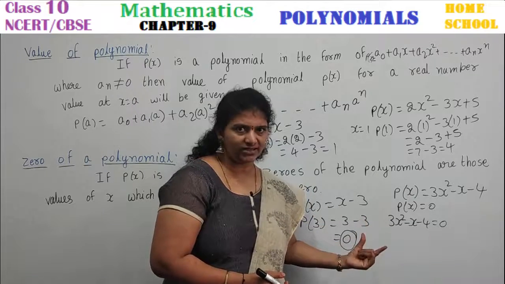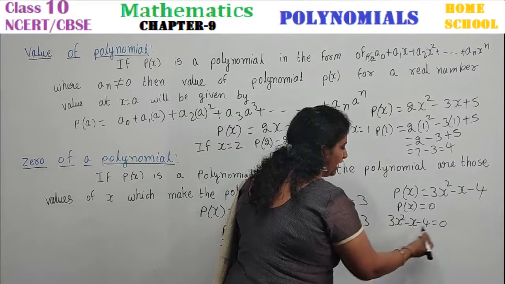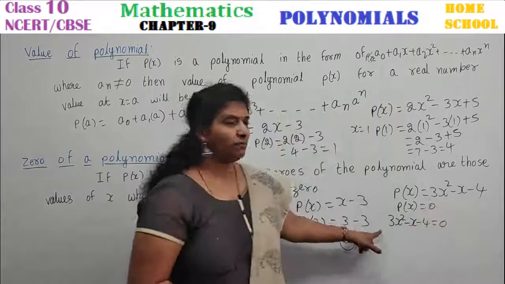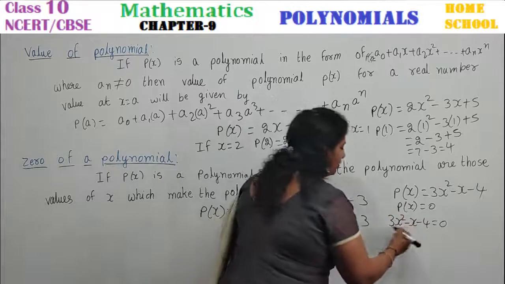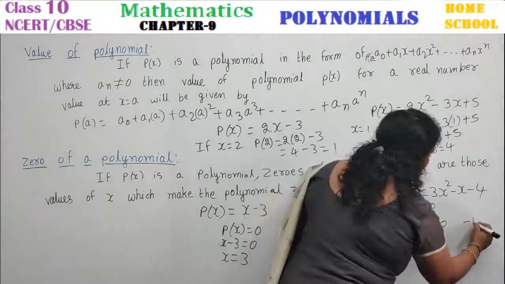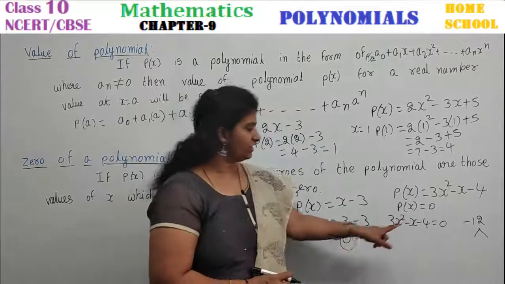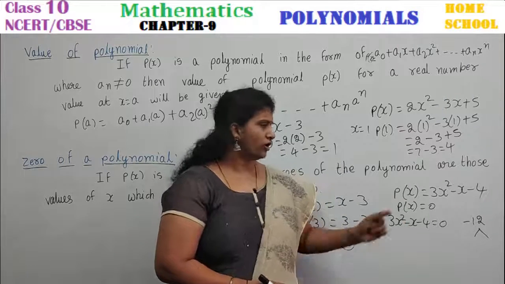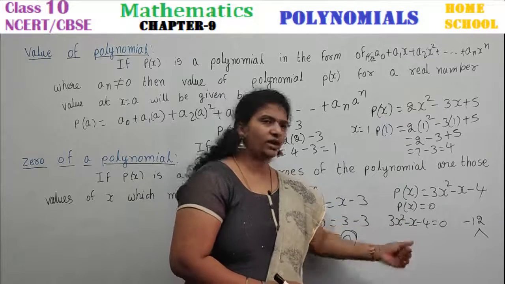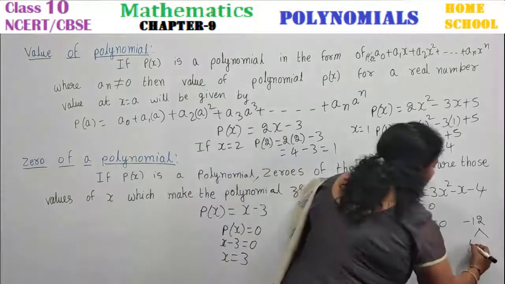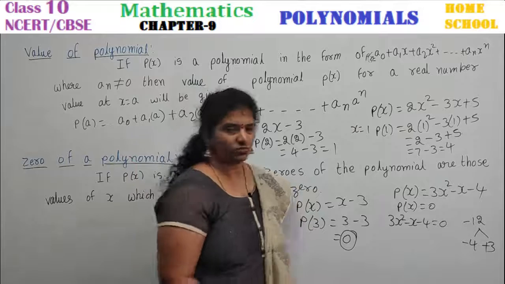Do you remember factorization? How can we do it? Multiply the 3 and minus 4. Multiply the corners and then split the middle term. 3 into minus 4 will be minus 12. Split minus 12 such that you should get minus 1. What are all the factors of 12? 4 threes are 12. Can you get minus 1 with 4 and 3? Yes, minus 4 plus 3 you are going to get minus 1.